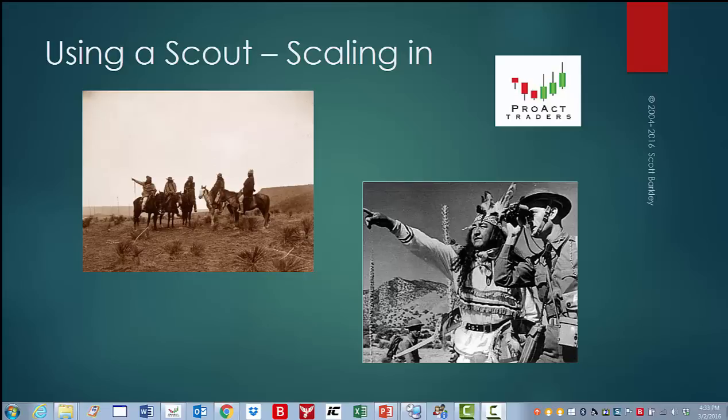This is a tutorial on how to use a scout and scale in on your trades, okay? In a cavalry situation, cavalry always sends a scout out before they send all the men into battle. That's why we call it a scout, because we're going to take a very small position, put it in battle, and then see if we can't join it, all right?